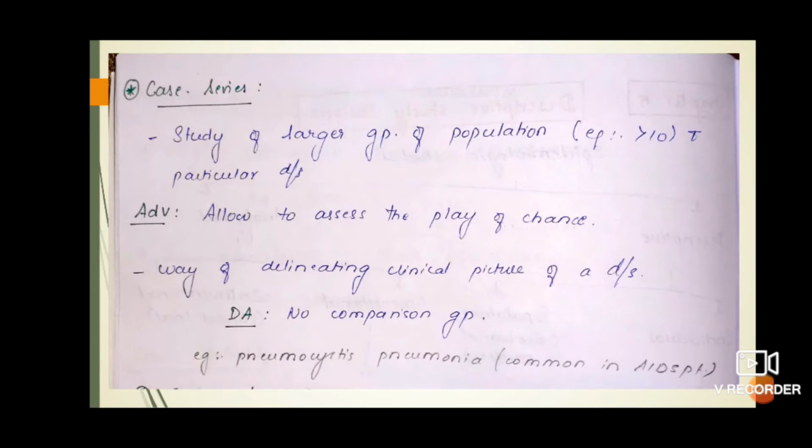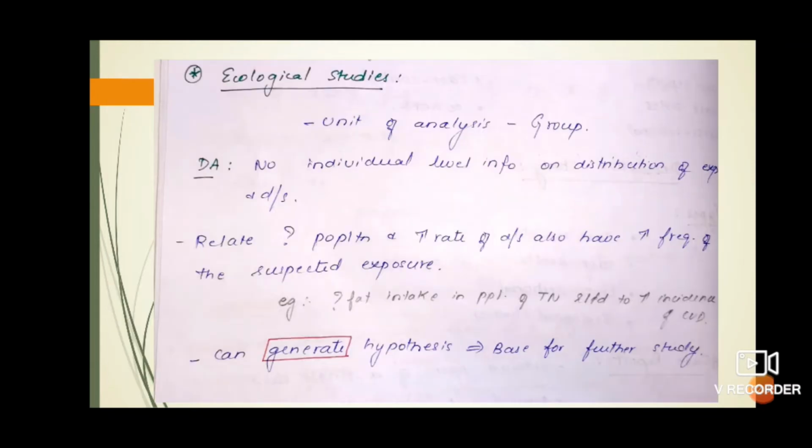One disadvantage is that there is no comparison group, and so we will not know what is the real manifestation of the disease. For example, pneumocystis pneumonia, which is common in AIDS. We can take 10 AIDS patients and study the different manifestations in these 10 patients and then compile them to form the clinical manifestation of that disease.